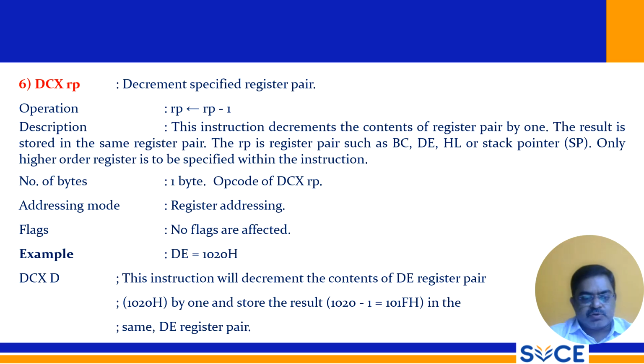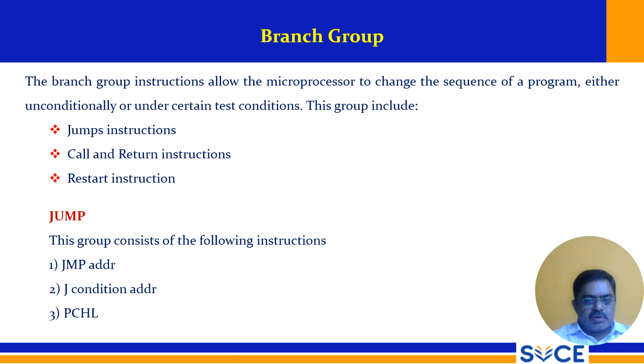Then we have the branch group. The next type of instructions are branch type, the branch group. Here there are 3 types of instructions again: jump instructions, call and return instructions, and restart instructions.